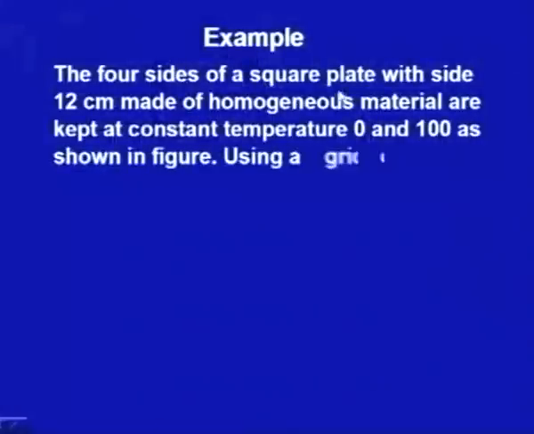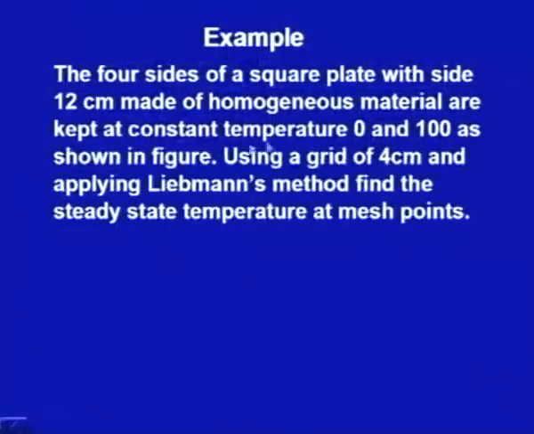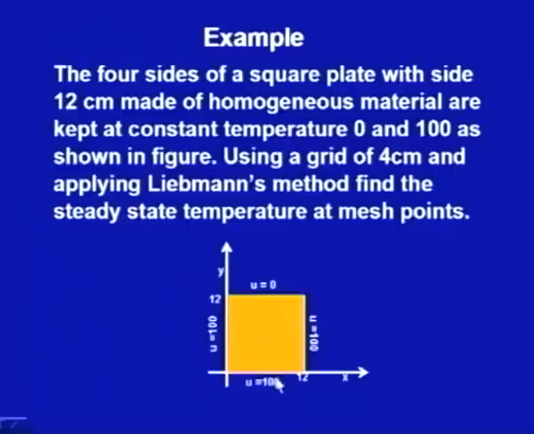The four sides of a square plate with side 12 centimeter, made of homogeneous material, are kept at constant temperatures 0 degree and 100 degree as shown in the figure. Using a grid of 4 centimeter and applying the Liebmann method, find the steady state temperature at the mesh points. So, what is the boundary condition? We have a uniform plate of uniform material, a square of 12 centimeter cross 12 centimeter. Its temperature is kept at 0 degree centigrade and 100 degree centigrade. That is, the upper side is 0 and the other 3 boundaries are kept at 100 degree centigrade.